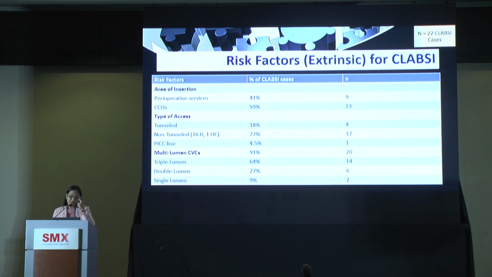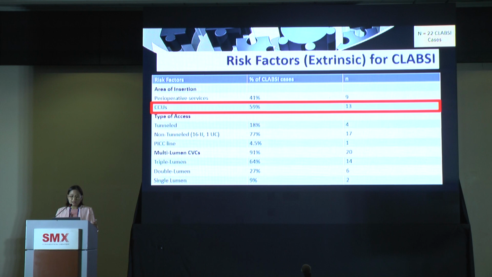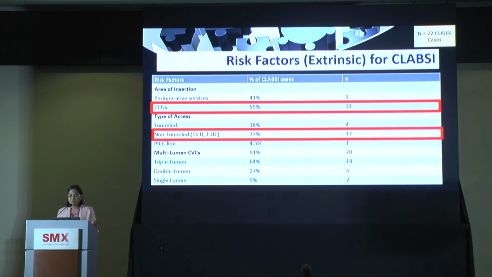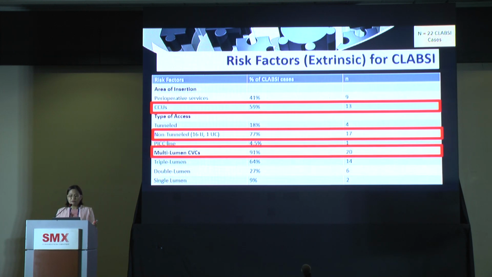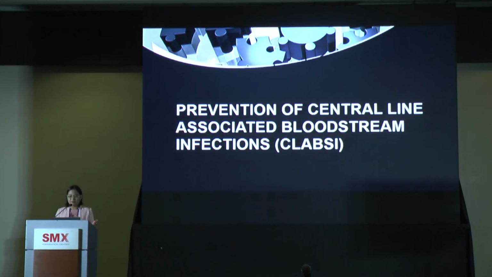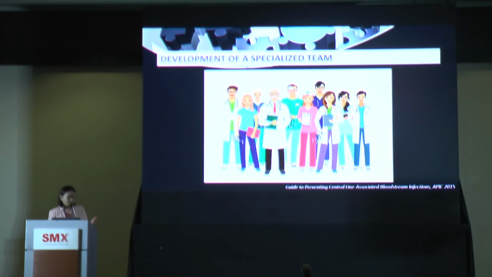We also looked at the different factors as mentioned earlier. We noted that there was higher incidence of central line infections for those who had their lines inserted in the critical care units compared to those inserted in a sterile facility like the perioperative services. We had a higher rate of infection depending on the type of access. The non-tunneled would have higher risk of infection. And for the multi-lumen CVCs, most of our patients on triple or double lumen catheters had the highest infection compared to single lumen. So what's very important when we had our problem is the development of a specialized team.